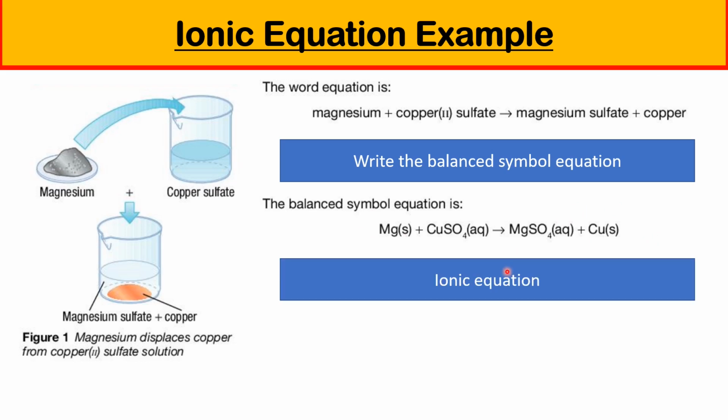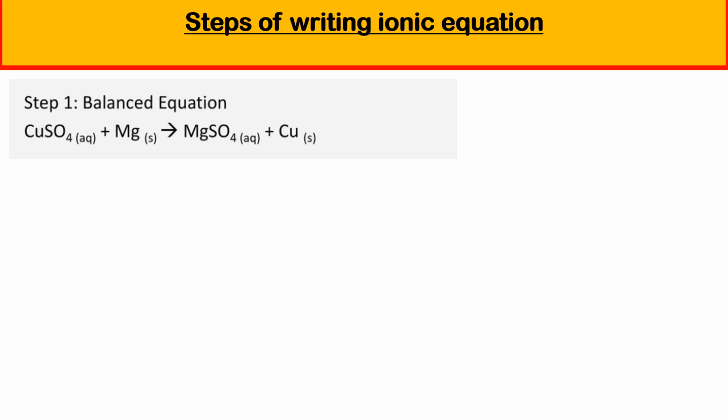Now, how to write the ionic equation? The ionic equation of this symbol equation will be Mg plus Cu2+ gives Mg2+ plus Cu. Now, how did we get this ionic equation? Let's see all the steps involved. I told you that the balanced equation will be CuSO4 plus Mg gives MgSO4 plus Cu.